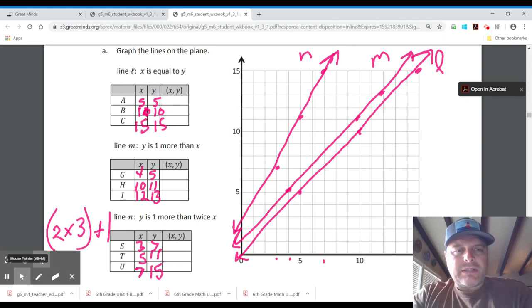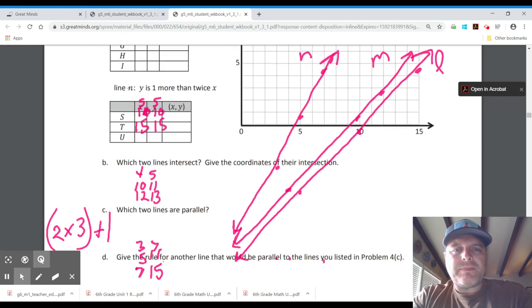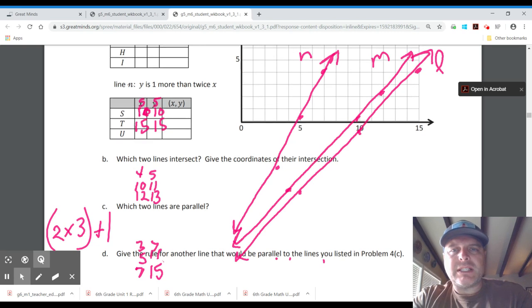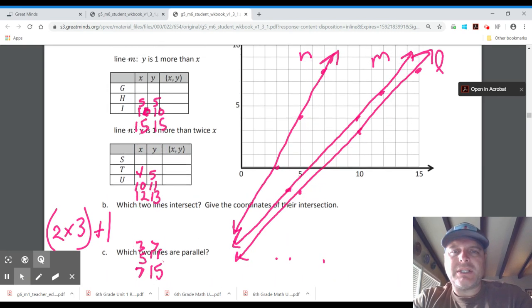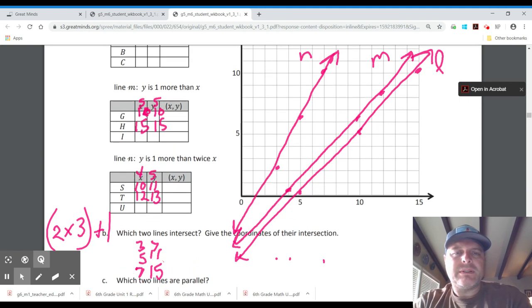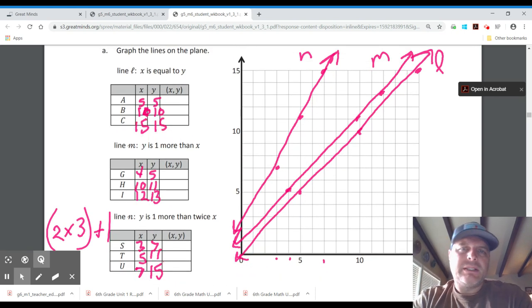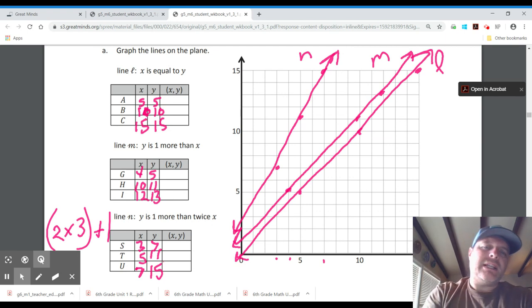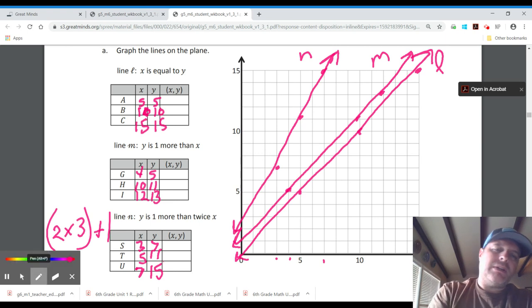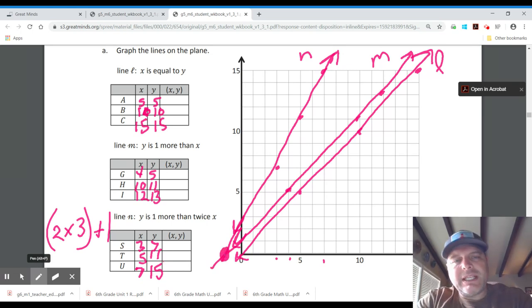Okay, so I'm going to scroll down a little bit. I'm going to bring it back. Don't worry. Which two lines intersect? Well, the two lines that intersect would be N and M, because eventually they will intersect down low. So for letter B, definitely N and M will intersect, and they will intersect off of the grid somewhere down here. So if the grid kept going, so let me just continue it down, they would cross over right here where I'm drawing that little dot. So when they intersect, they come together.